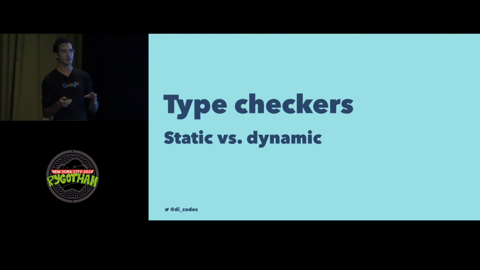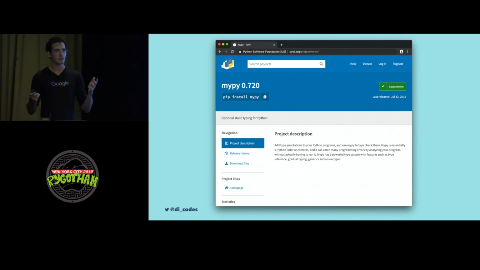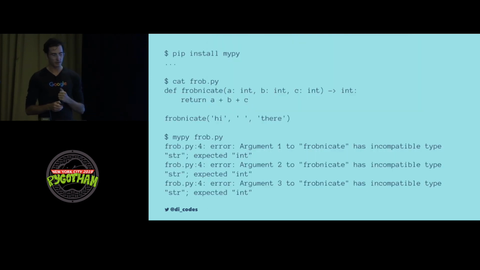Whereas a dynamic type checker is going to be kind of like those asserts that we were doing before. It's going to happen at runtime. It's going to evaluate those types as your program executes. So mypy is a static type checker for statically typed Python. And like I said, it's just a tool. You can pip install it. It's available on PyPI. And if you run it, it kind of looks something like this.